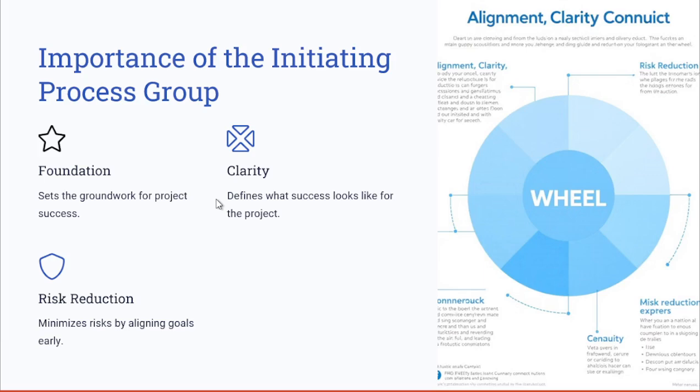Now let's talk about the importance of the initiating process group. It is critical because it defines what success looks like for the project. By aligning the goals early and clarifying stakeholder expectations, this phase minimizes risks and sets a clear direction, ensuring a smoother journey through the other process groups, such as planning, executing, monitoring and controlling, and finally closing.